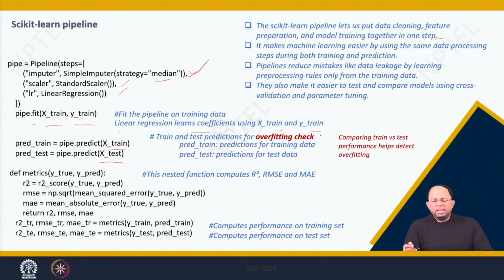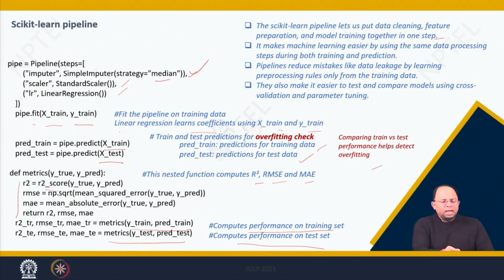What we are doing is checking for overfitting now. So train predictions for training data and test predictions for test data, and then we have to compare both the train and test performance to detect if there is overfitting. That means we have to check the values of R square, RMSE, and MAE. So now we are computing performance on the training set and on the test set, and that is R square values, RMSE values, MAE values, and these are the three things and the comments for that.